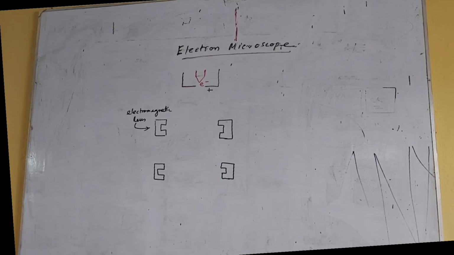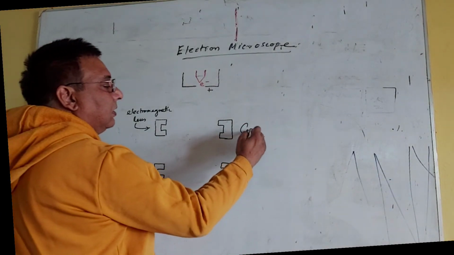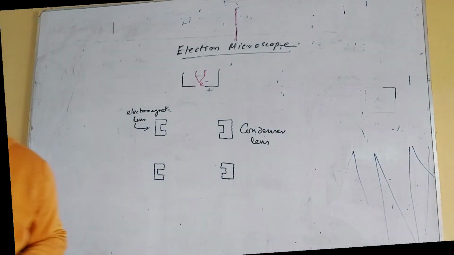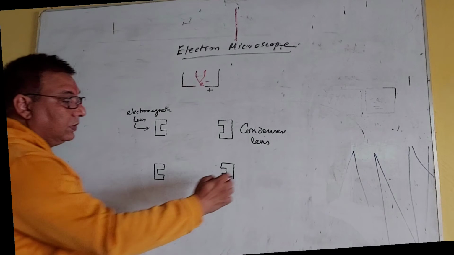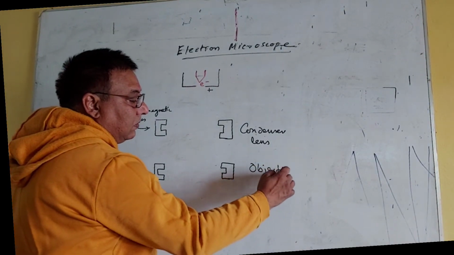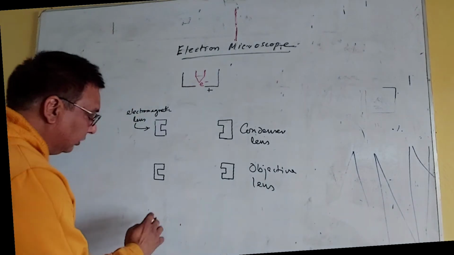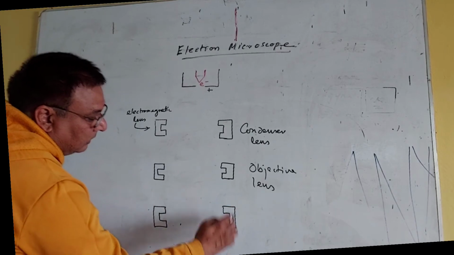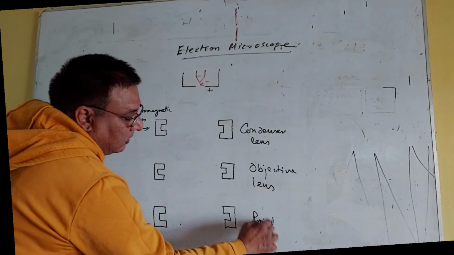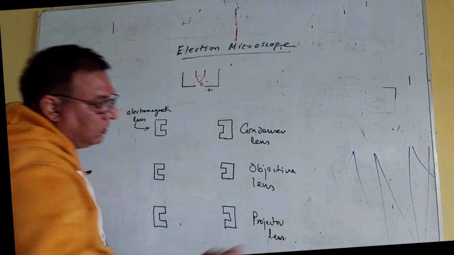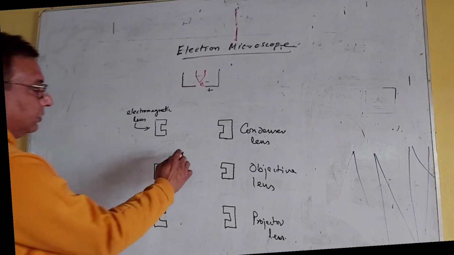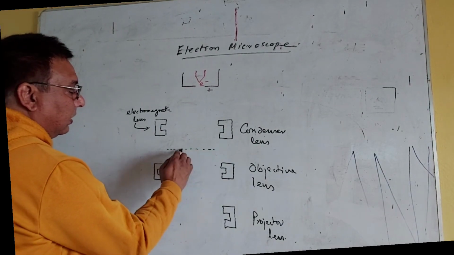Okay, so the first lens is the condenser lens. This one is the condenser lens. Then this is the objective lens. And then you have another lens that is called projector lens. Okay? You put your specimen between these two. Here is your specimen.